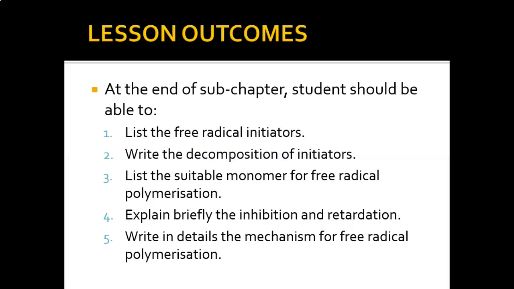At the end of this subchapter, students should be able to list the free radical initiators, write the decomposition of the initiators, list the suitable monomer for free radical polymerization, explain briefly the inhibition and retardation, and write in detail the mechanism for free radical polymerization.